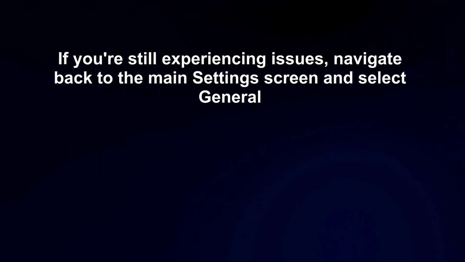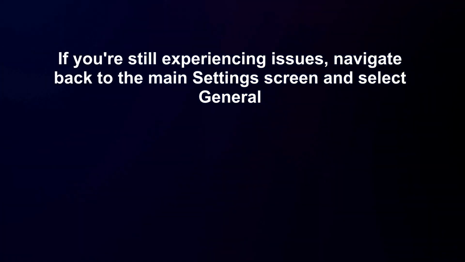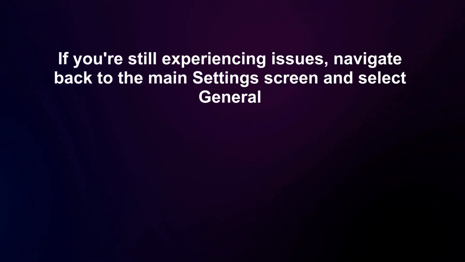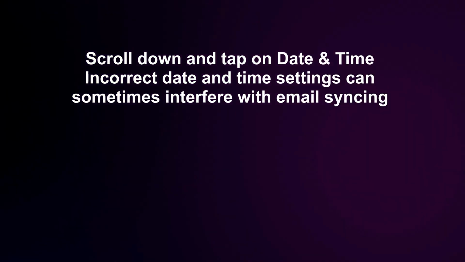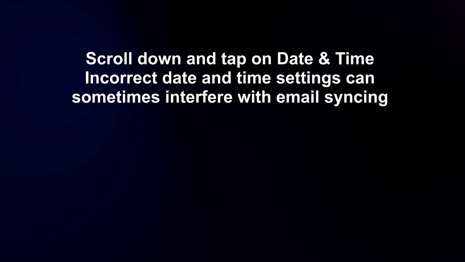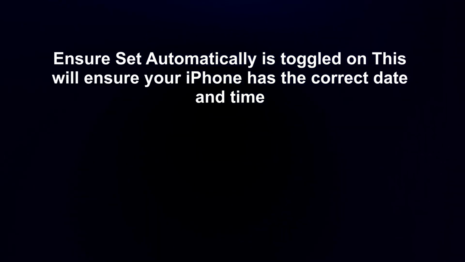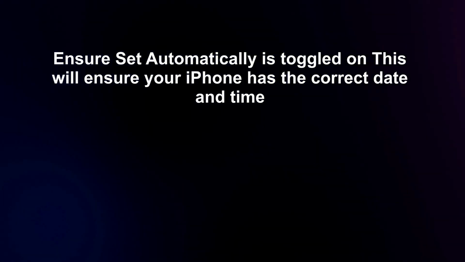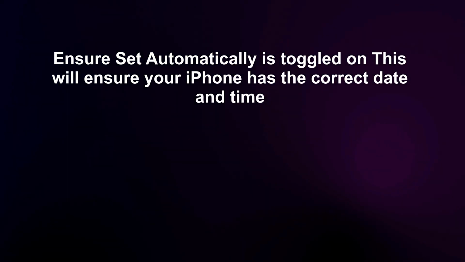If you're still experiencing issues, navigate back to the main settings screen and select General. Scroll down and tap on Date and Time. Incorrect date and time settings can sometimes interfere with email syncing. Ensure Set Automatically is toggled on. This will ensure your iPhone has the correct date and time.